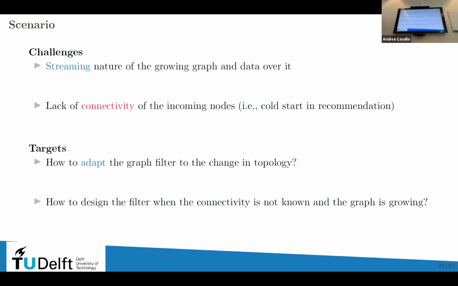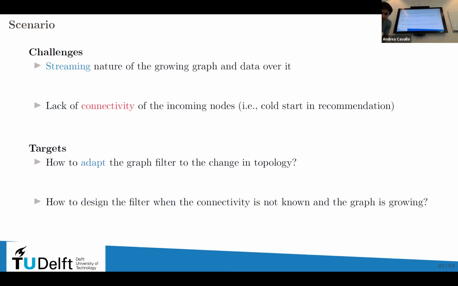And again, this brings back the two main challenges we had. The streaming nature of the data, but in this case we can also have a lack of connectivity. So when a new node arrives, we may not know if it's going to connect or not. And this adds another layer of difficulty. And we are now going to see how we try to tackle this problem overall.